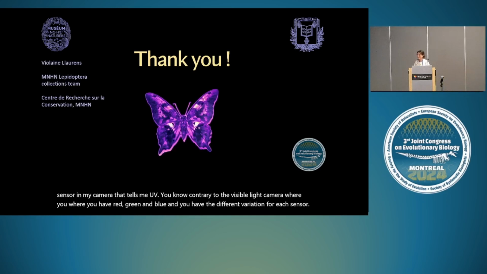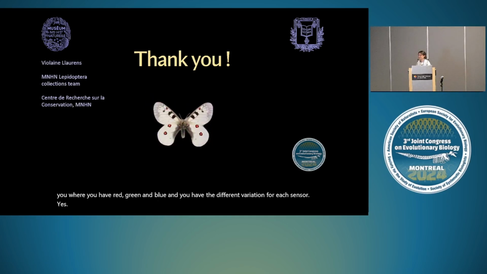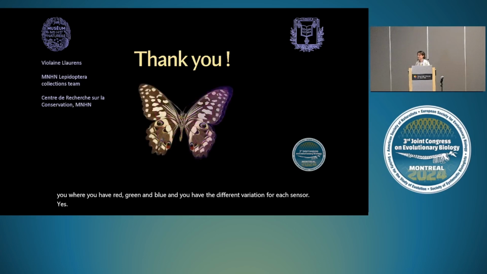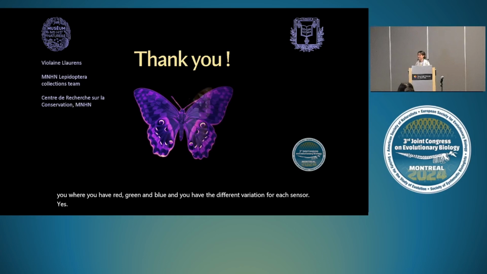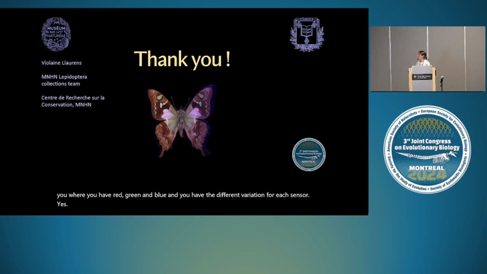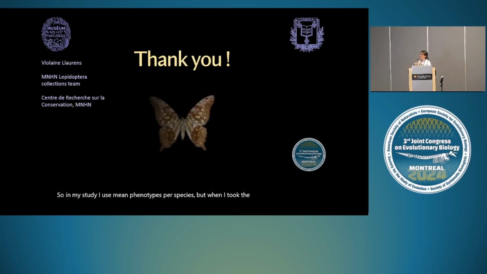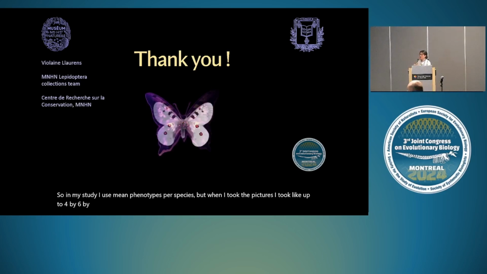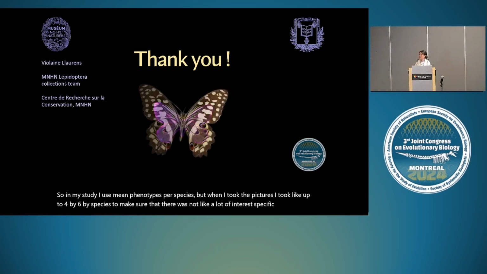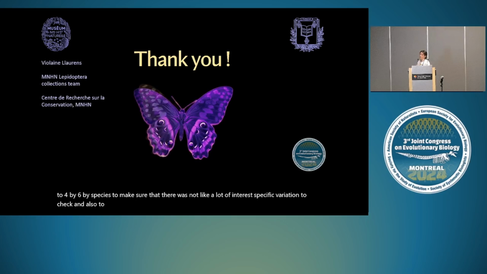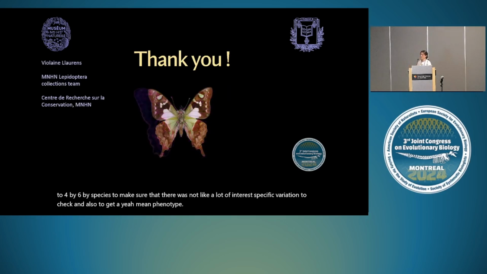Yes? So you said you had 130 species, and I was wondering if you have intra-species variation in the UV. So in my study, I use mean phenotypes per species, but when I took the pictures, I took up to 4 by sex by species to make sure that there was not a lot of intraspecific variation, to check, and also to get a mean phenotype for my study.